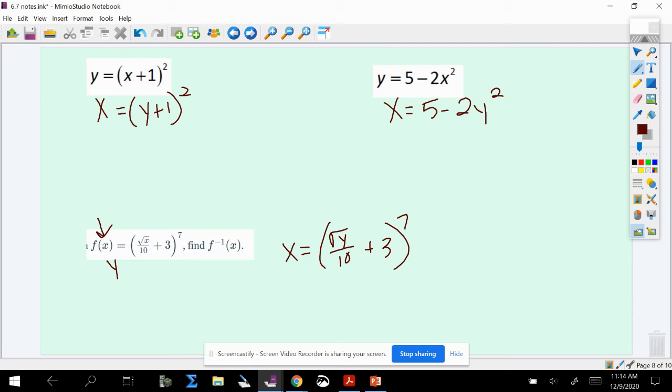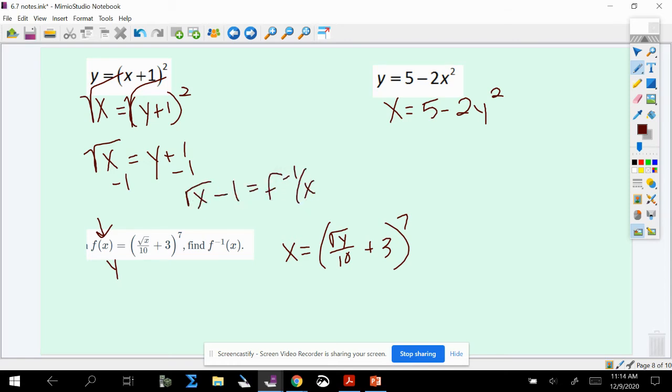First one, I need to get y by itself, so I'm going to square root both sides. So I have the square root of x equals y plus 1. Then I need to get y by itself by subtracting 1. So you get the square root of x minus 1, and that is going to be equal to the inverse function. And this is what you're typing in, or you're looking for that choice on multiple choice.